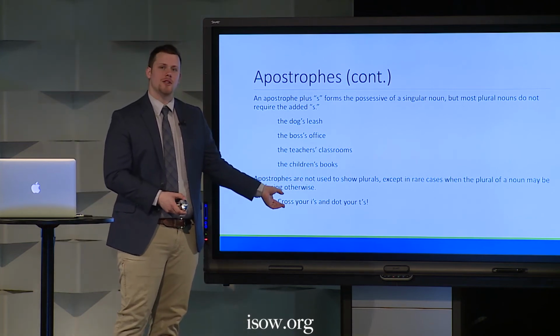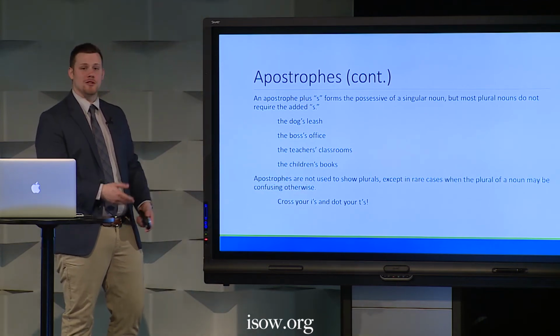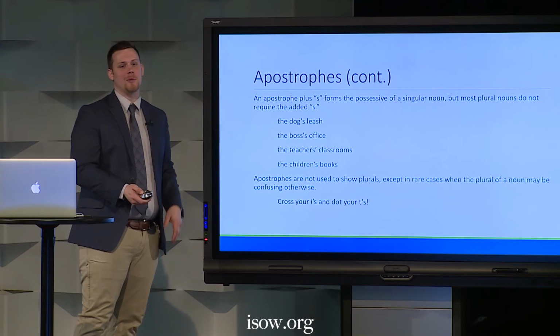So if you say cross your I's and dot your T's, it would look like you're saying cross your "is" and dot your "ts" without it. So you'd need an apostrophe.